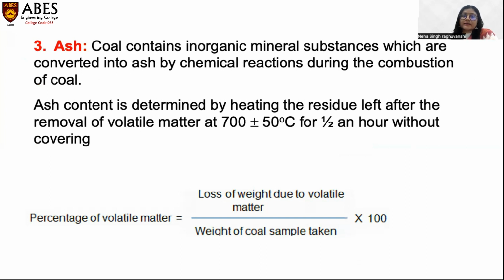So how do we calculate the ash? We take the crucible obtained after the volatile content analysis and keep it again in the muffle furnace. Now the temperature will be 700 degrees centigrade and the duration will be half an hour. Everything will burn except the ash, which will be left behind. We take out the crucible, cool it down, and weigh it, and suppose the weight is 0.3 grams. So the percentage of ash will be 0.3 grams upon 1 gram into 100. That will be the ash content.